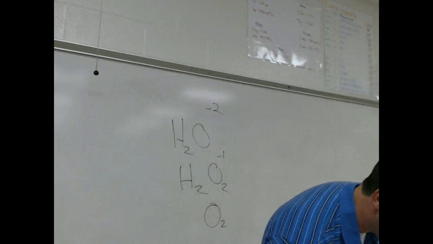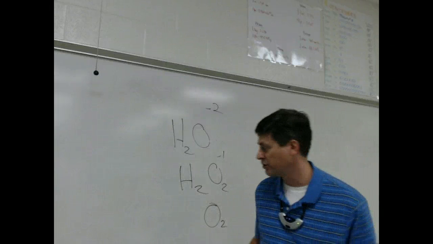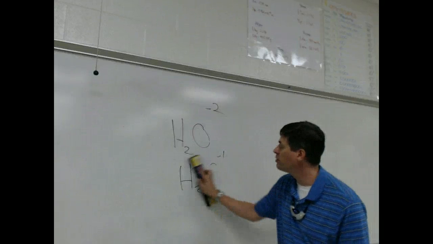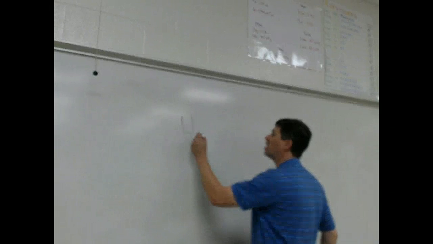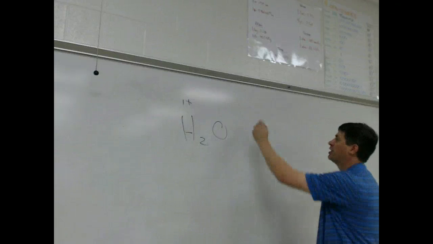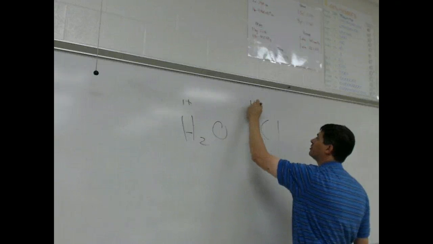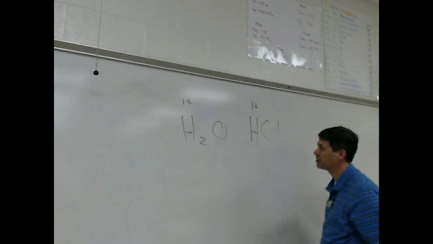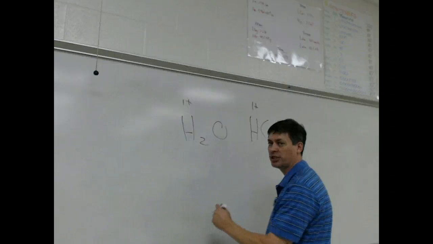Okay. Where are we? Rule number 4. Hydrogen. Glad you asked. Hydrogen is usually 1 plus. So why did I erase that? The hydrogen in the water is 1 plus. Hydrogen in hydrogen chloride, hydrochloric acid, would be 1 plus.